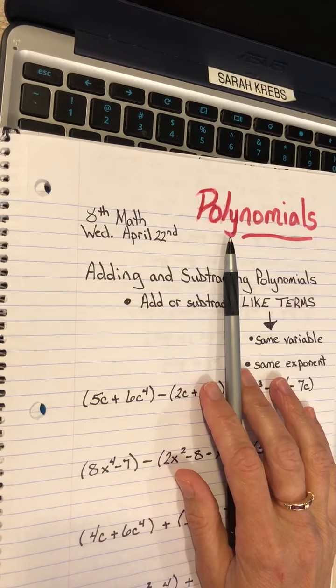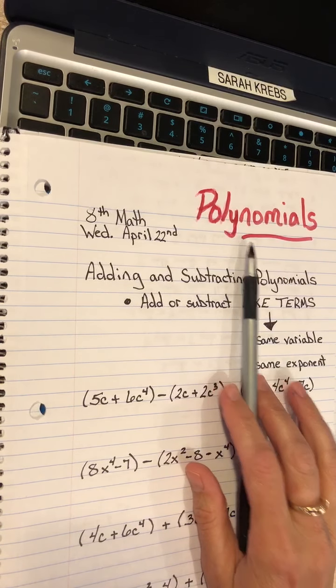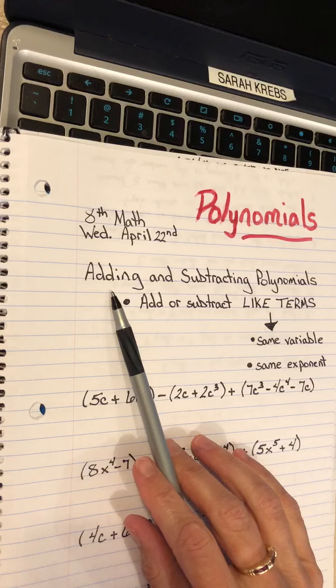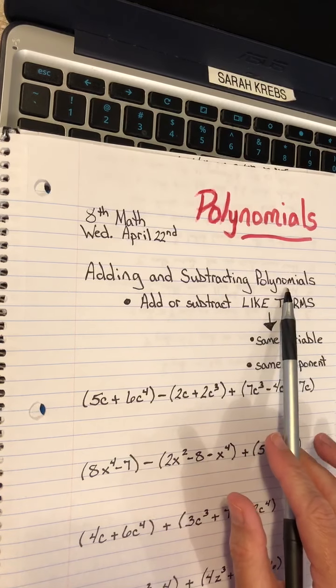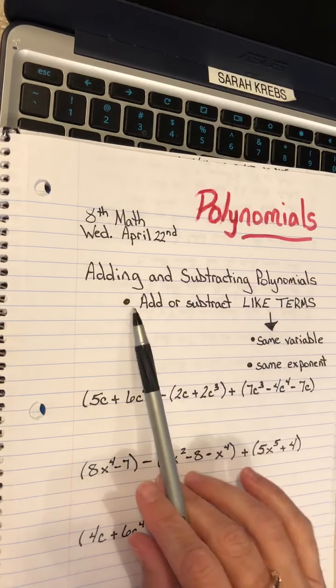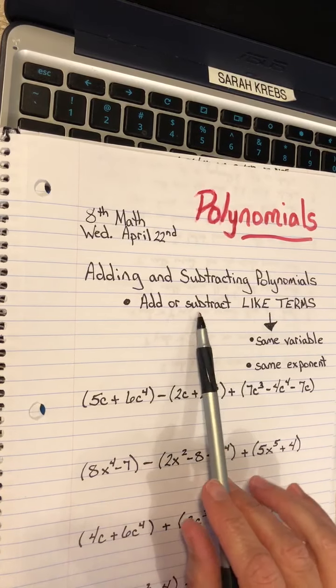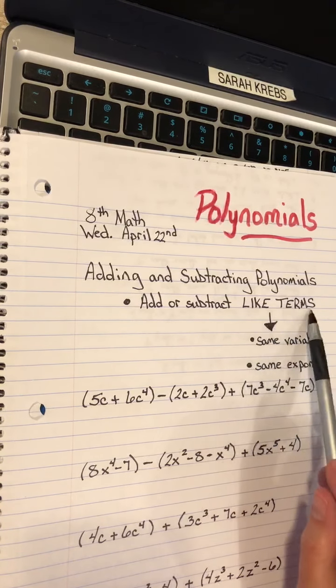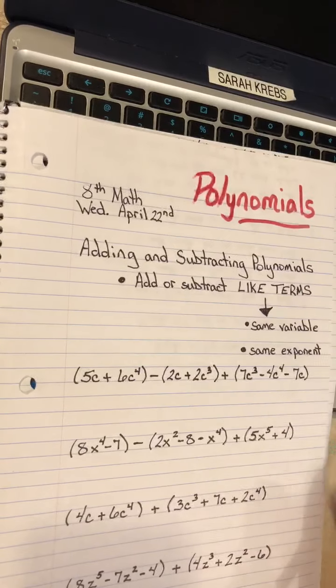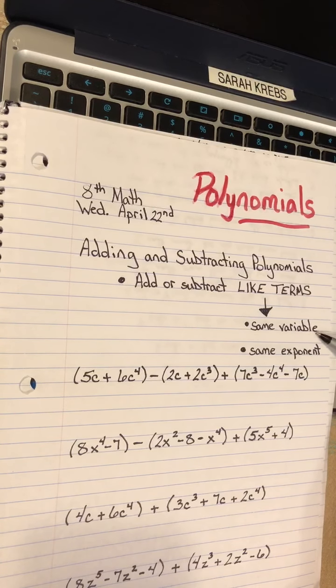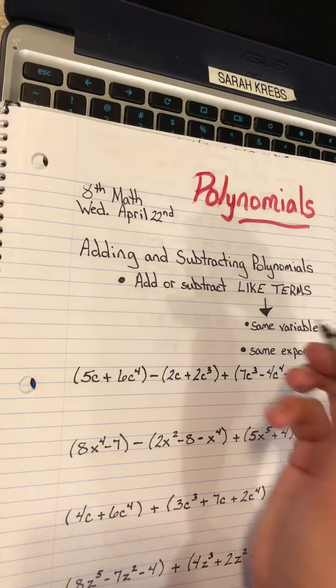We have been looking at polynomials this week, and today we're working on adding and subtracting polynomials. The trick is when you add or subtract, we are combining like terms. By like terms, it needs to be the same variable and it needs to have the same exponent. The coefficient number does not affect it at all. It is the same variable with the same exponent.